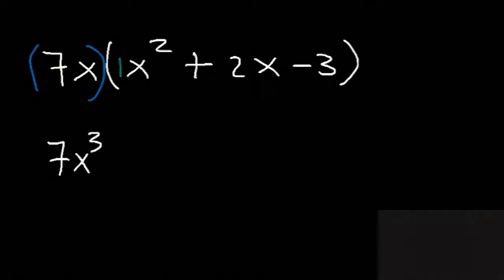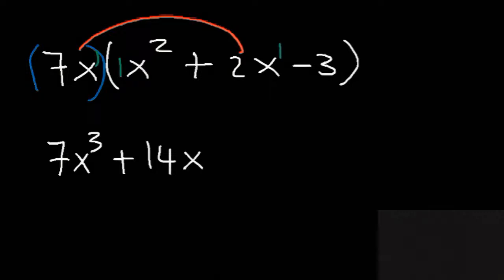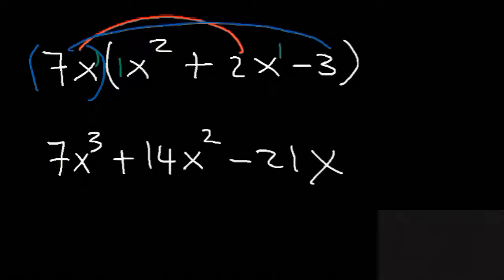Now, what is 7x times 2x? 7 times 2 is 14. X times x, or x to the first power times x to the first power. 1 plus 1 is 2, so it's x squared. And then 7x times negative 3 is negative 21x. So that's how you can multiply a monomial by a trinomial. So now it's your turn.